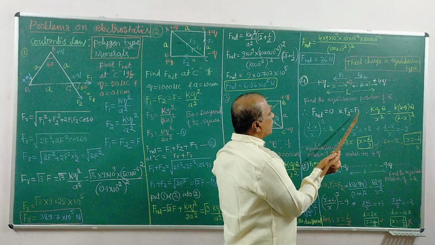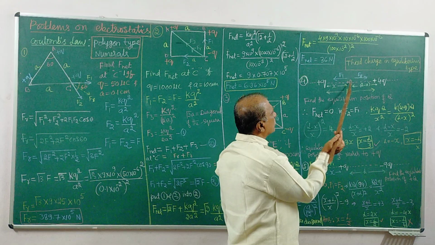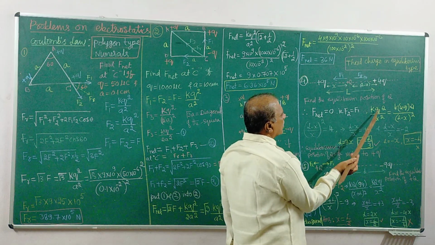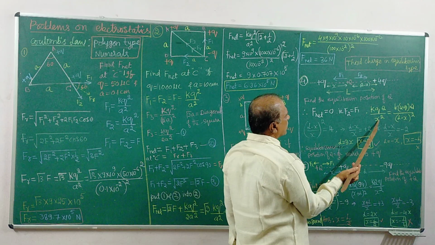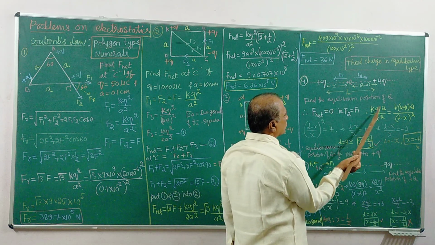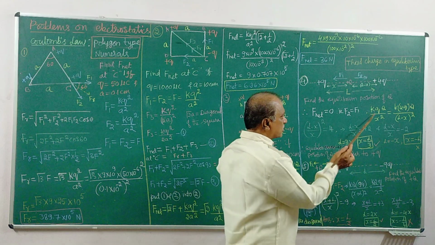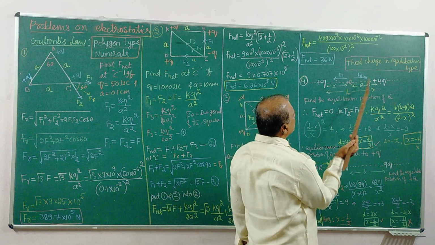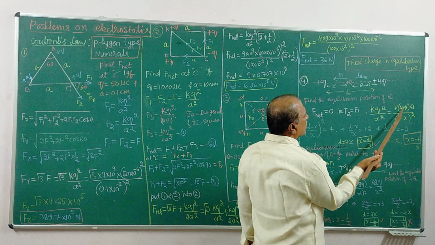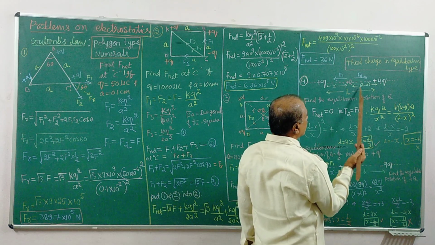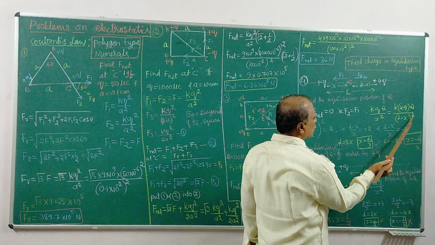Find out F1 and F2. What is F2? The coulombic force between this and this is K Q q by x square. The distance is x square, this is q, this is Q, K is the coulombic constant. And the coulombic force between this and this is K into 4Q, the magnitude of charge, into q, divided by the distance of separation, L minus x, whole square.